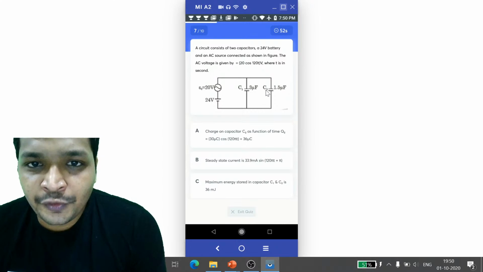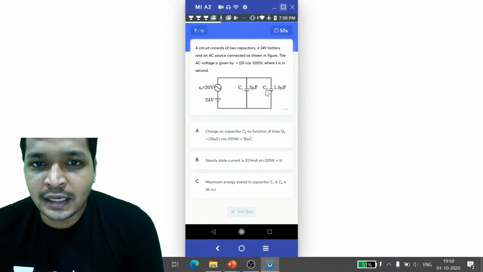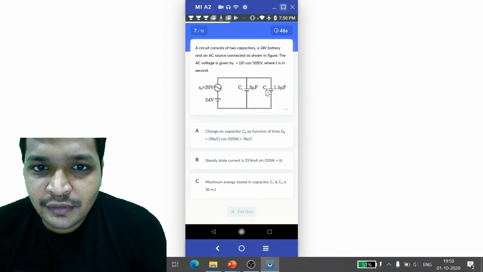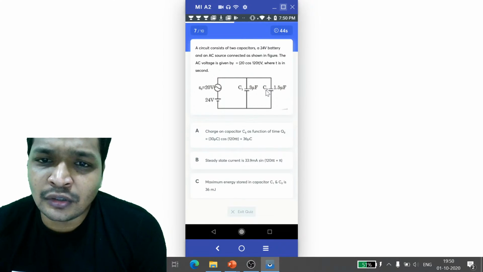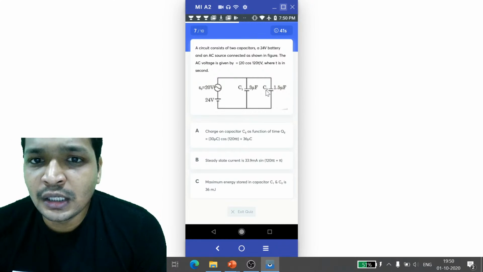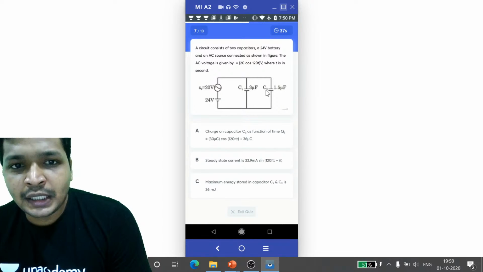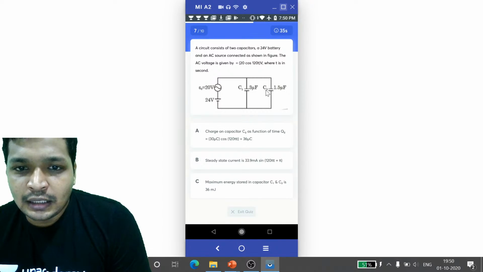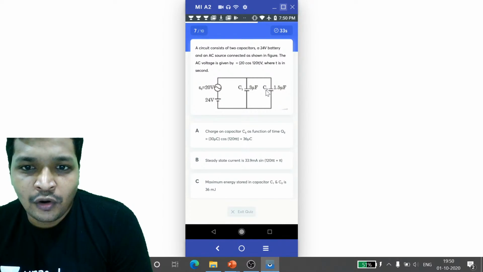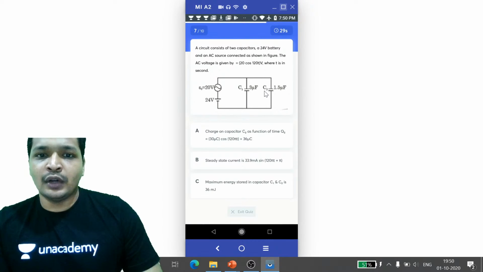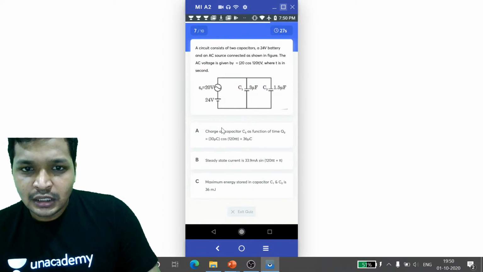A circuit consists of 2 capacitors, a 24-volt battery, and an AC source. So there's a DC and AC. The AC voltage is given as 20 cos 120 T volts, where T is in seconds. So omega, you understood what the value of omega is. And the charge in the capacitor is a function of time, Q2. Multiple options are given to you, and how would you assess the charge?